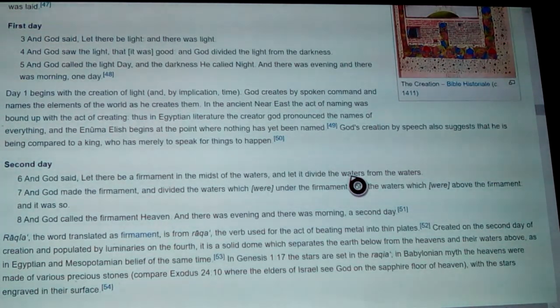Let's move on. Day one begins with the creation of light, and by implication, time starts then. God creates by spoken command and names the elements of the world as he creates them. In the ancient Near East, the act of naming was bound up with the act of creating. Thus, in Egyptian literature, the Creator God pronounced the names of everything, and that brought it into being. And so, you can find in Egyptian where they talk about that there was the word, right? And a concept like that. It's there.